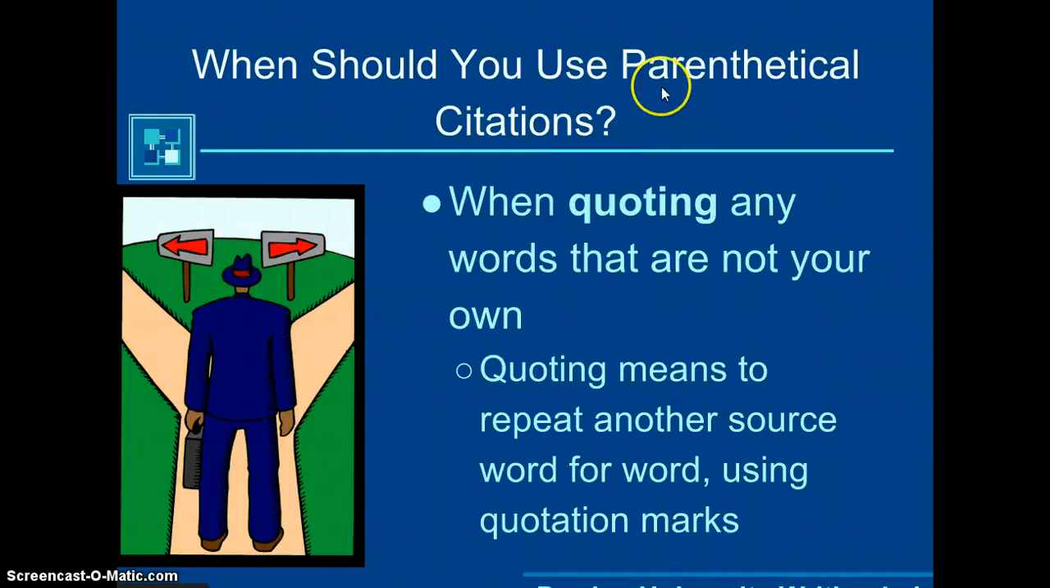parenthetical citations. Parenthetical citations are used inside the text that you're writing in the main body of your paper, okay? When you're quoting, that means you're using words that are not your own, okay? It's really important that you let people know those are not your own words. If you don't, you can be easily accused of plagiarizing. Okay? Quoting means repeating another source word for word, and that's when you want to use quotation marks.